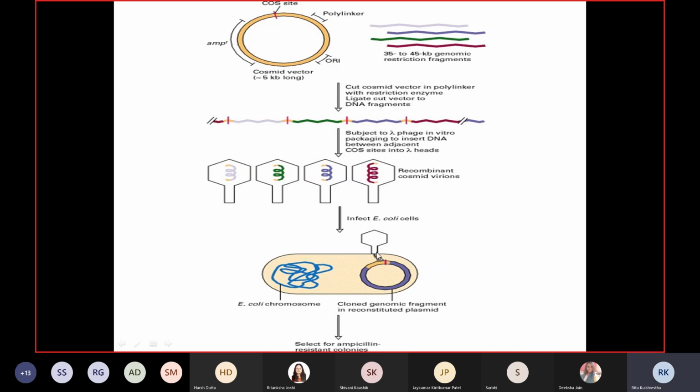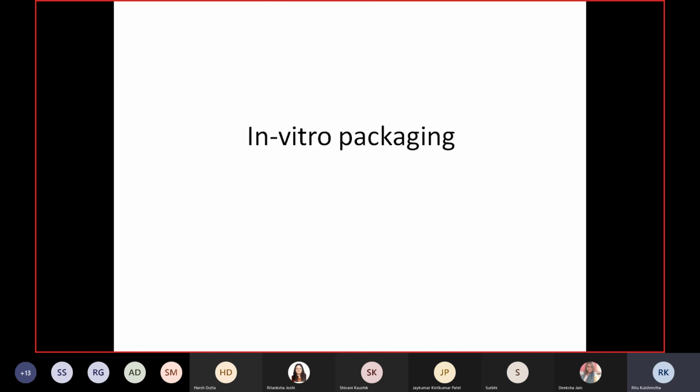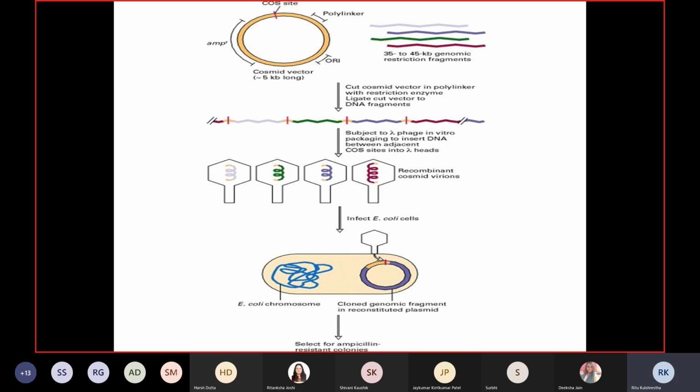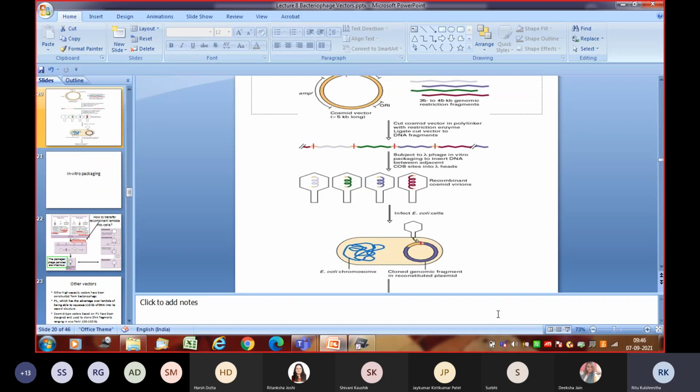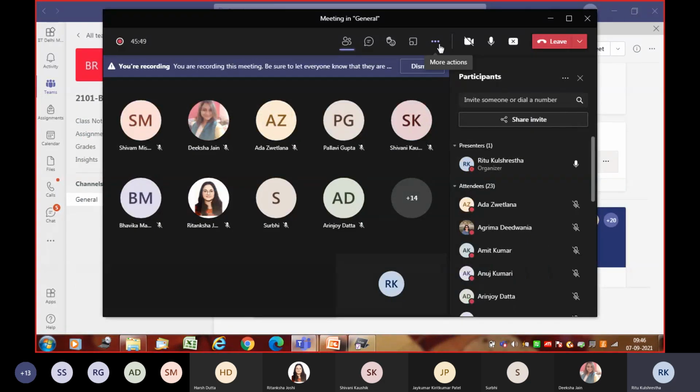So you can look for your recombinant bacteria which have taken up the inserts by ampicillin resistance, or in some of the cosmid vectors they also have lacZ-based selection, or some other selection. So this is how the whole cosmid cloning is done. Now I will discuss in vitro packaging in my next class, and then I'll start on the other vectors used for cloning. I'm open for questions.